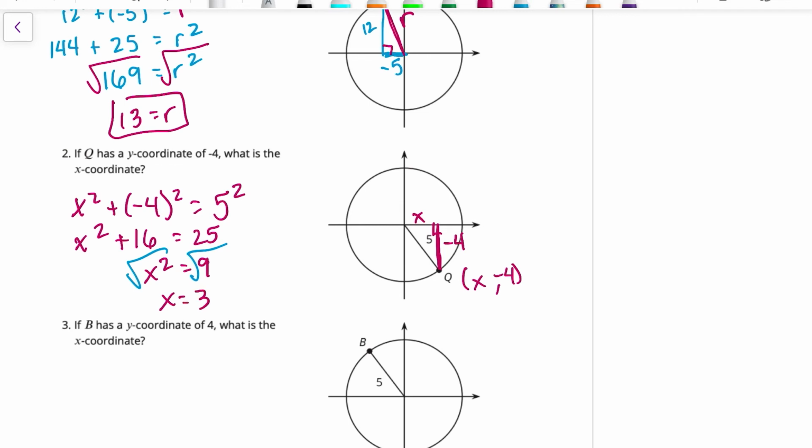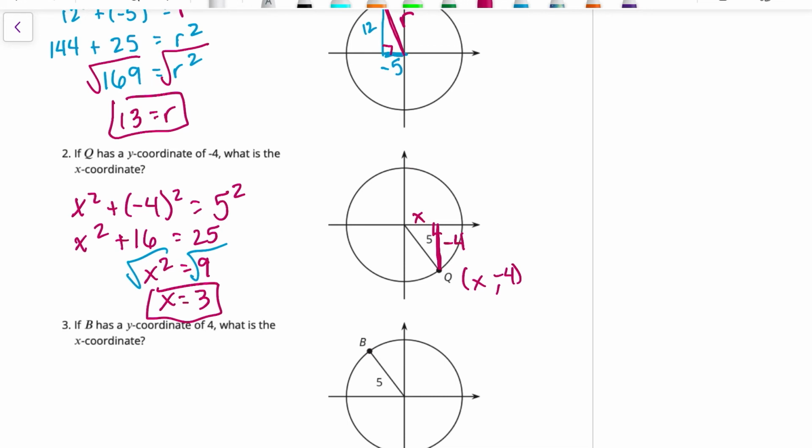Now in this case, we are looking at that plus or minus, and because we're on the right side of the y-axis, it's going to be a +3. If we were over on the left side, it would be a -3 because we're on the coordinate plane.